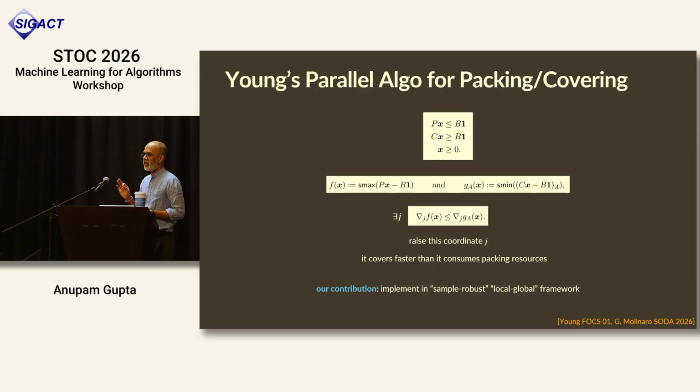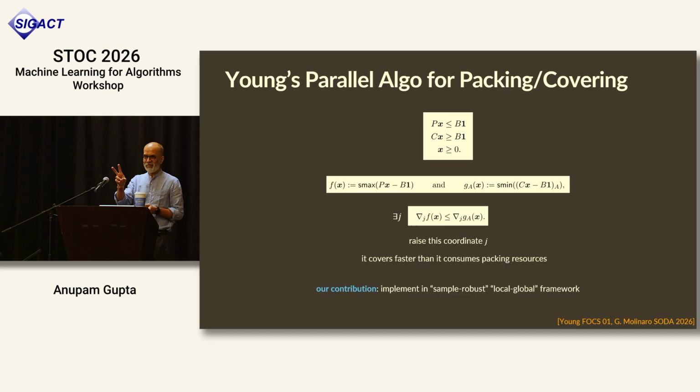I'm going to just say, there's a paper due to Neal Young. It's a beautiful paper, which solves packing covering problems in exactly this kind of setup. What we needed to show was that it was robust to taking samples. And that's what we showed. And we abstracted out the whole thing. So if you have a good parallel algorithm, you can get good algorithms with samples.